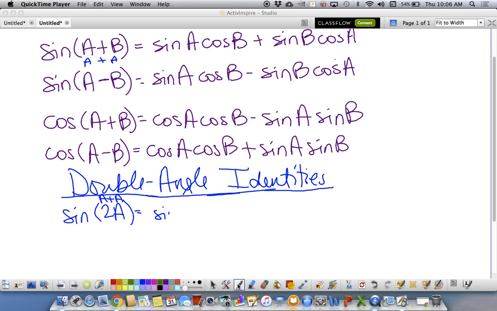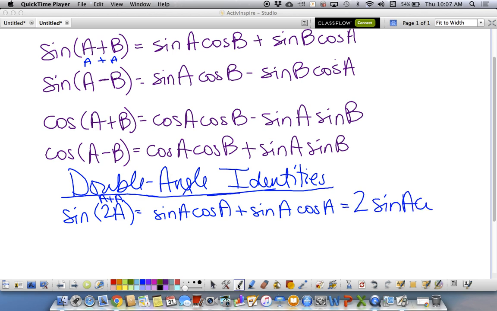But then sine A cosine B, wait, our B is now an A, plus sine A cosine A. Are we multiplying? No. This is like x times y plus x times y. What's xy plus xy? 2xy. Does that make sense? 2 sine A cosine A. Really, I'm not going to have enough room on this page. I can already see.